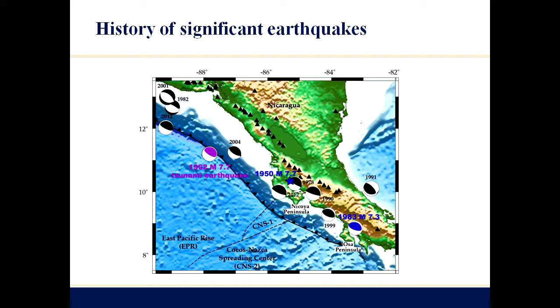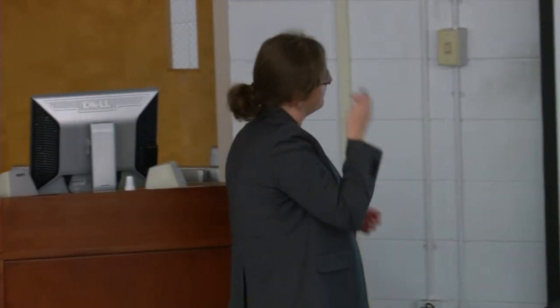outer rise normal faults. This is just to show a history of significant earthquakes, including a magnitude 7.3 in 1983, magnitude 7.7 in 1950, and this tsunami earthquake in 1992. So up until some of the more recent tsunami earthquakes, this had been the most well-recorded tsunami earthquake. So those were the really shallow earthquakes I talked about earlier today, that generate abnormally large tsunami for their surface wave magnitude.